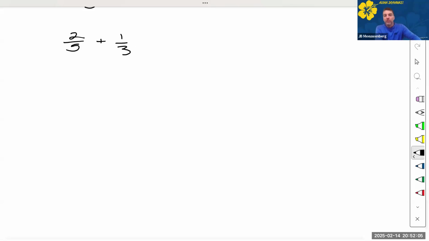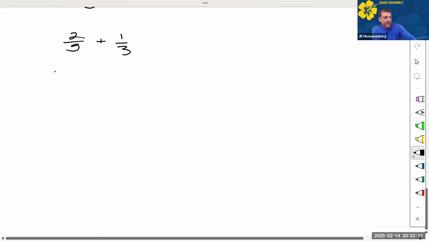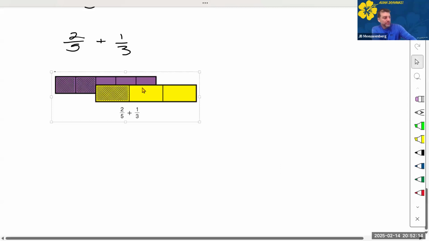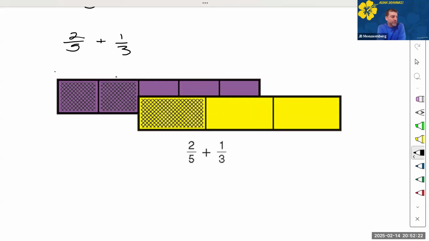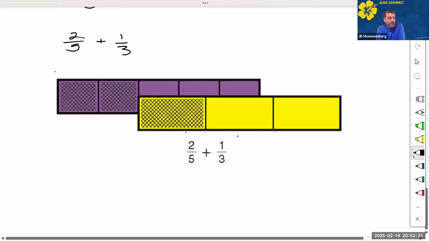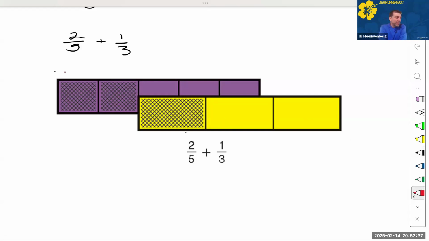And so I'm going to show you the model of what that would look like, like the other ones that we did a few moments ago. So let's just examine this in a little more detail. The purple rod on top shows 2/5. We have 1, 2, 3, 4, 5 sections, 2 of which are shaded. On the bottom, the yellow rod is 1/3. 1 out of 1, 2, 3 is shaded. And so what we're trying to find then is the distance from here to about there. And so that's a hard one to estimate.